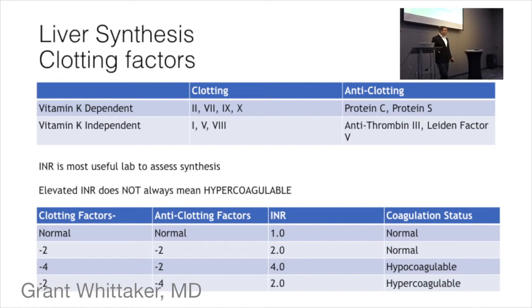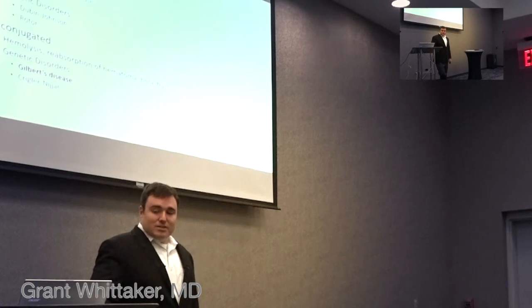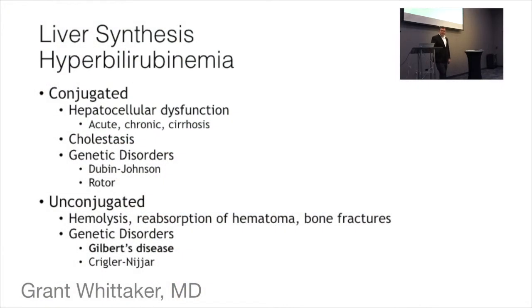Any questions about that? Because I always get that question: why does this person have a thrombosis of the portal vein? And that's the reason, because we can't measure the anti-clotting factors, even though they have an INR of 3.